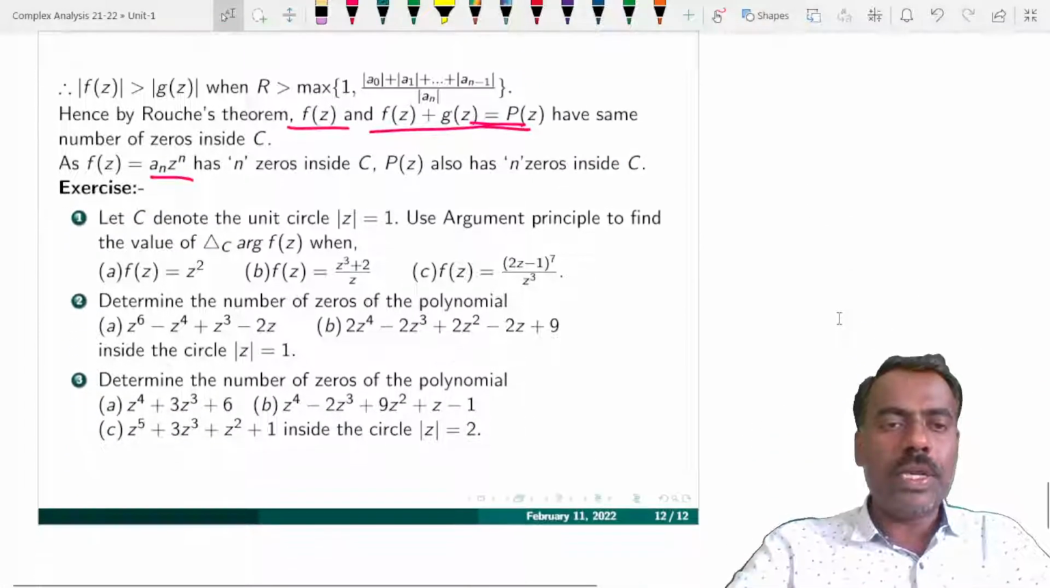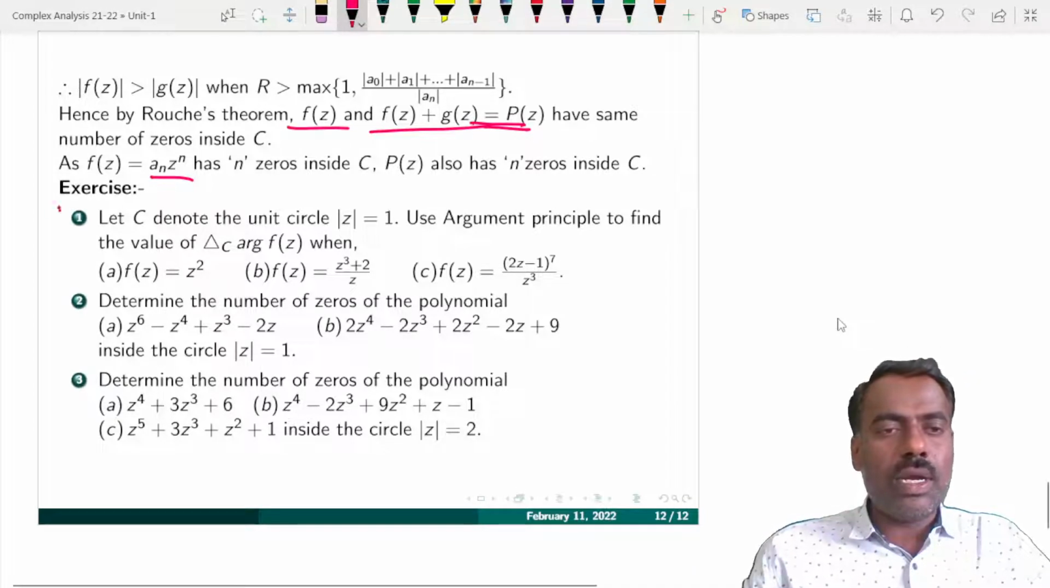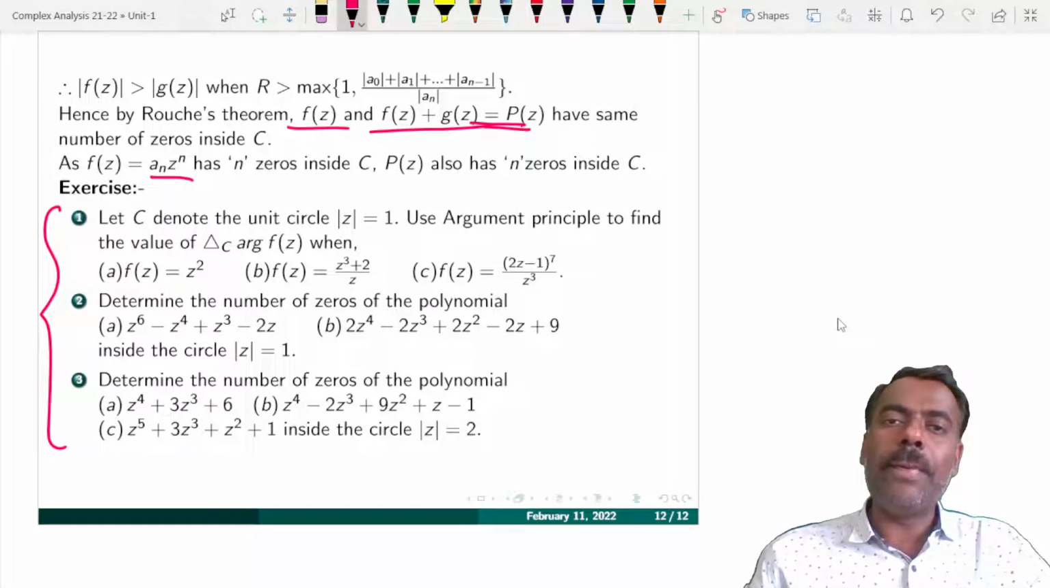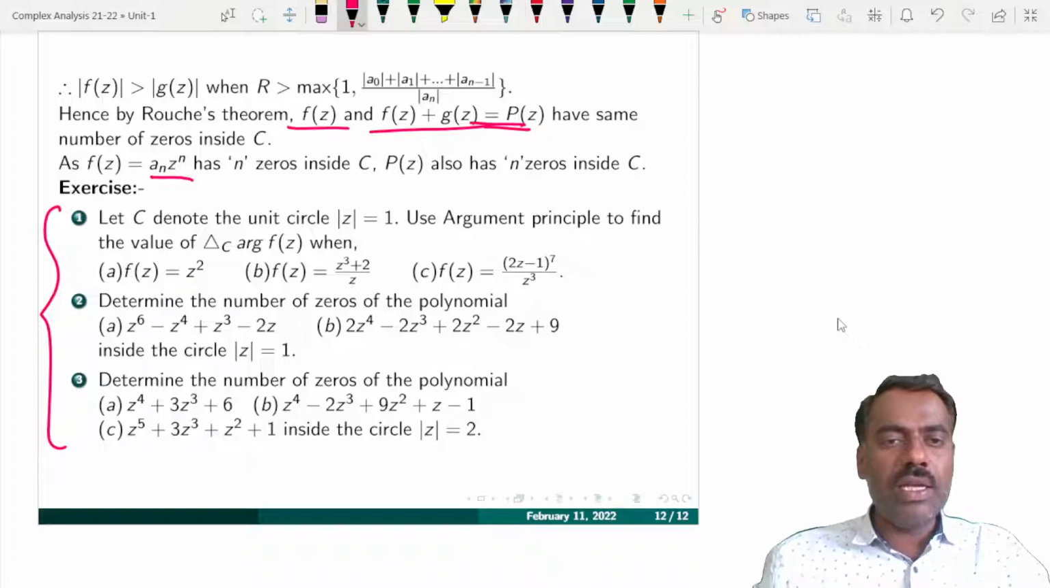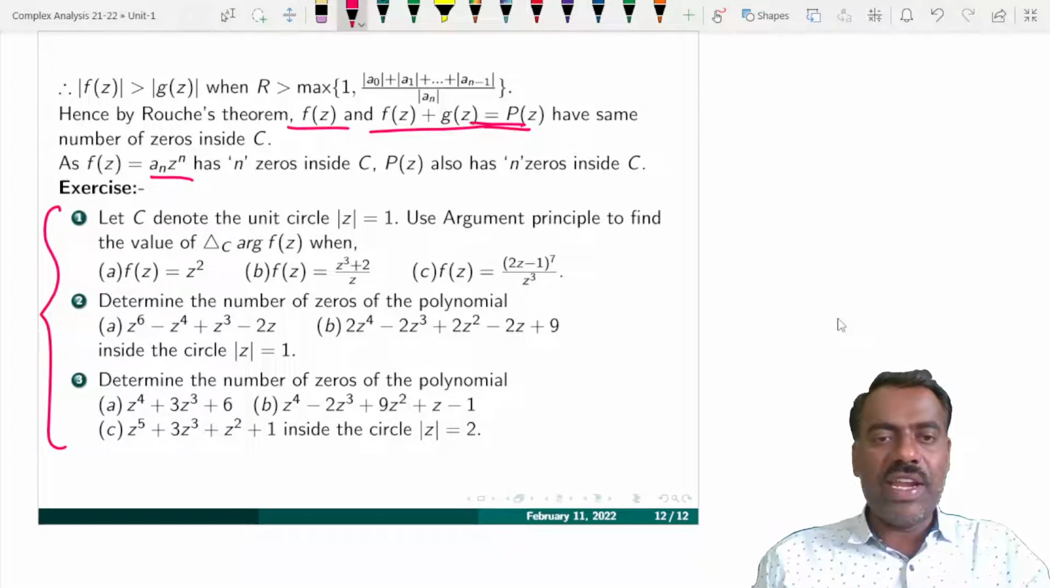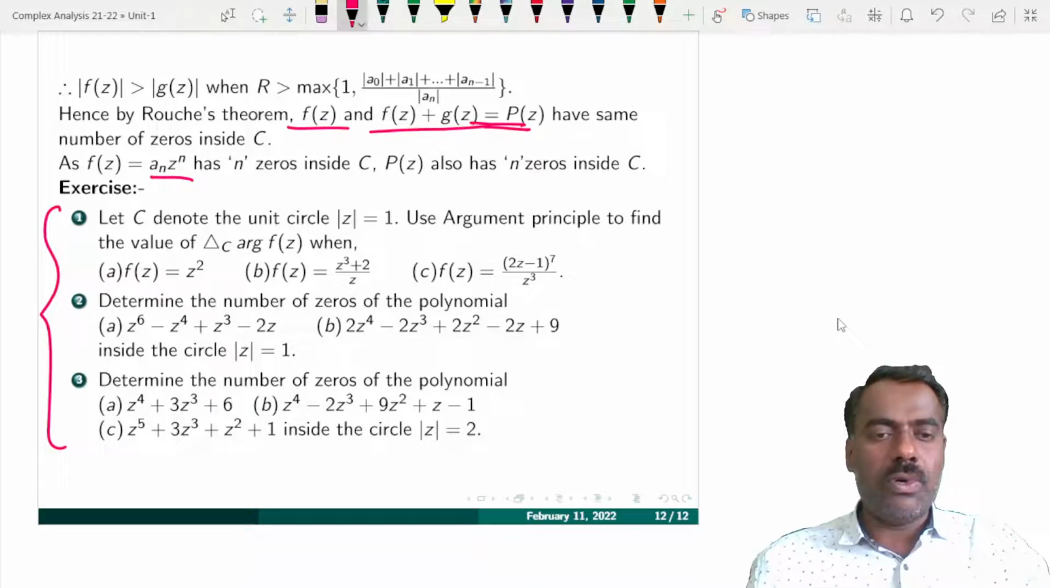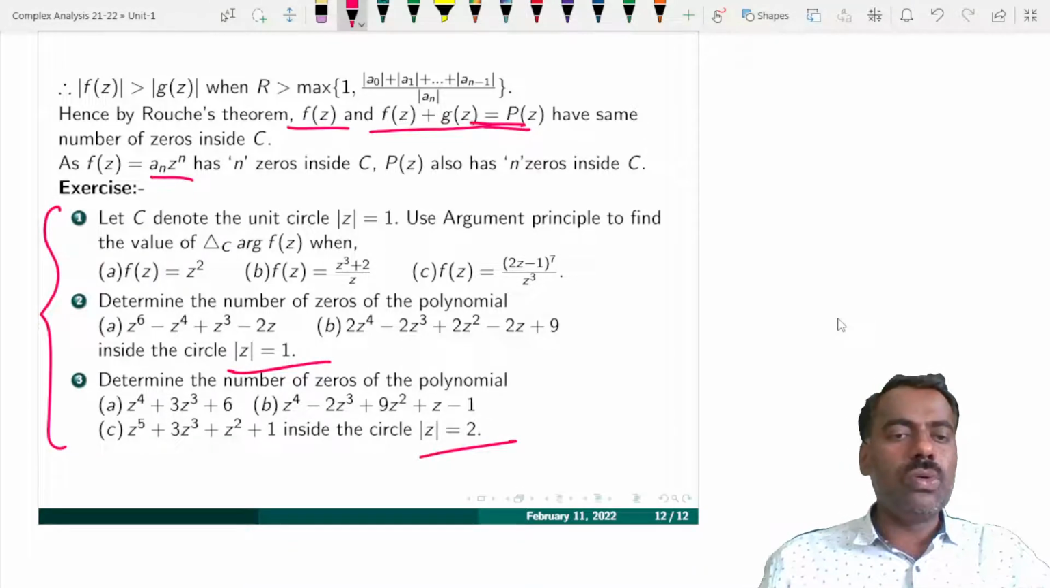So you can have some exercises to explore how we can apply this Rouche's theorem to calculate the number of zeros and so on. Here the first example is about finding the winding number, and the remaining two are about finding the number of zeros of the polynomial, where mod z is equal to 1 and here mod z is equal to 2.